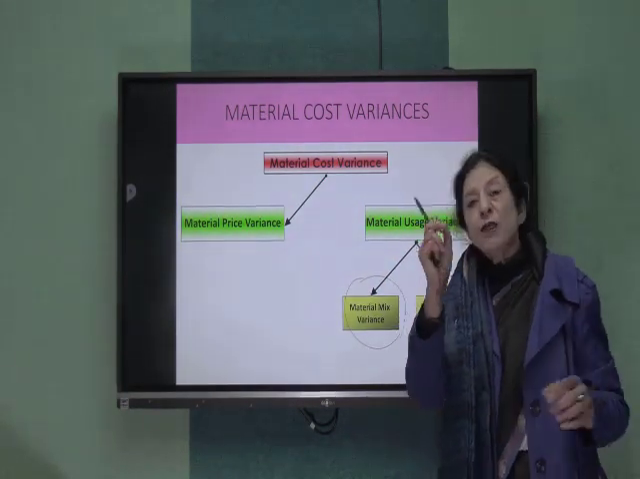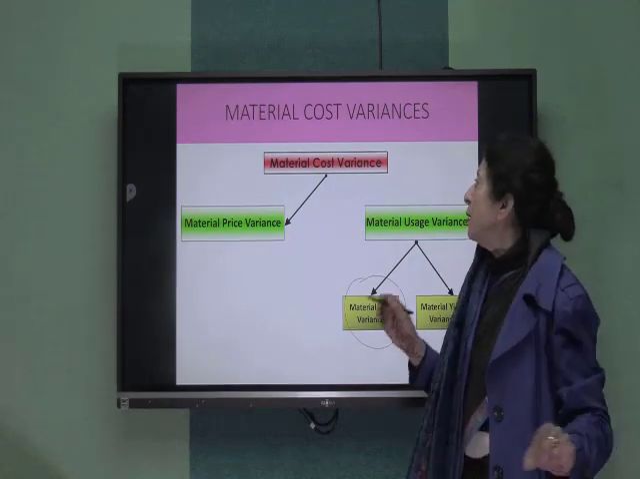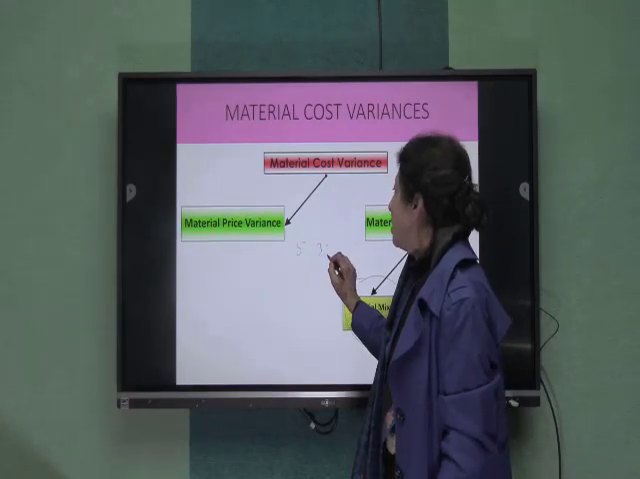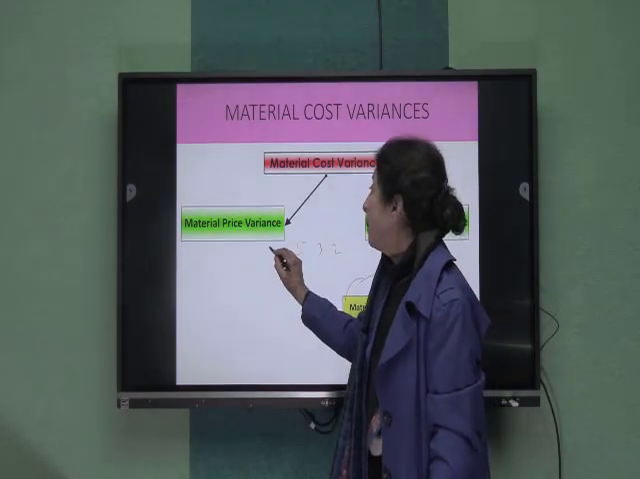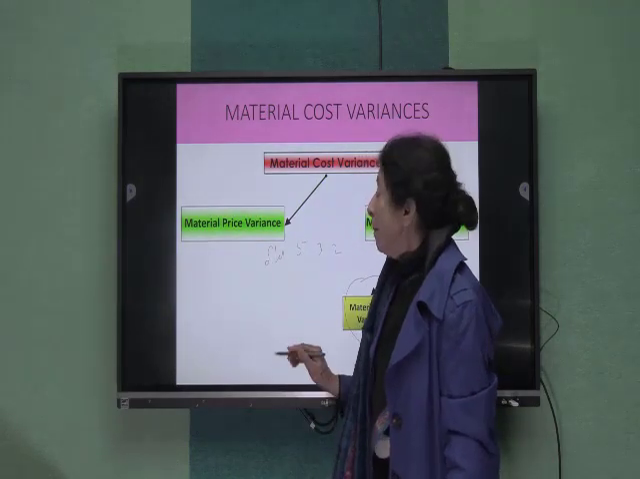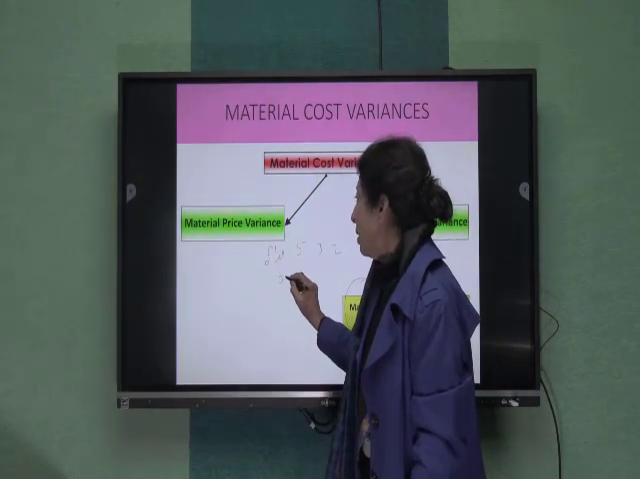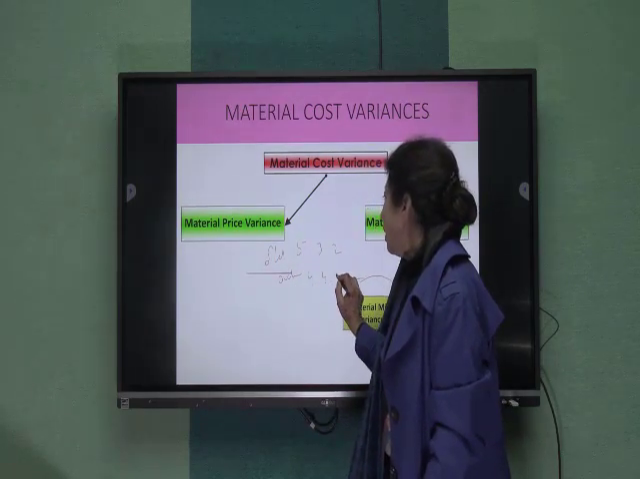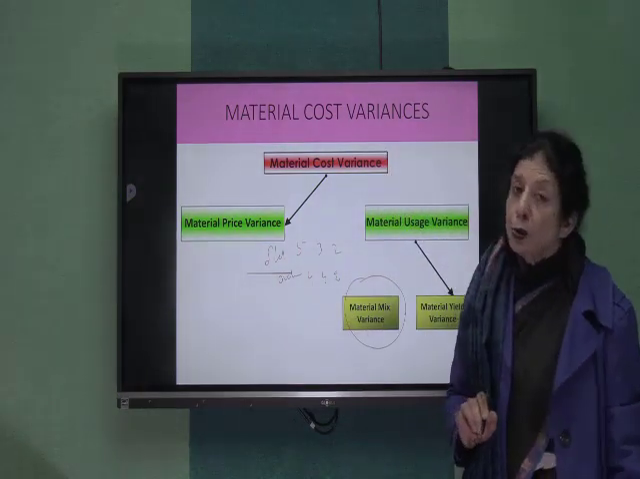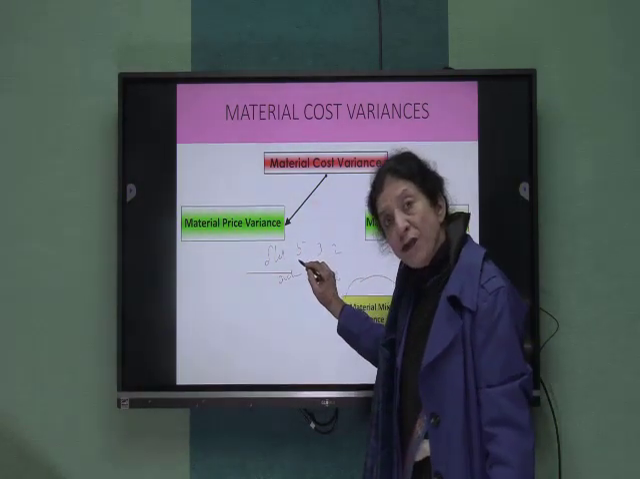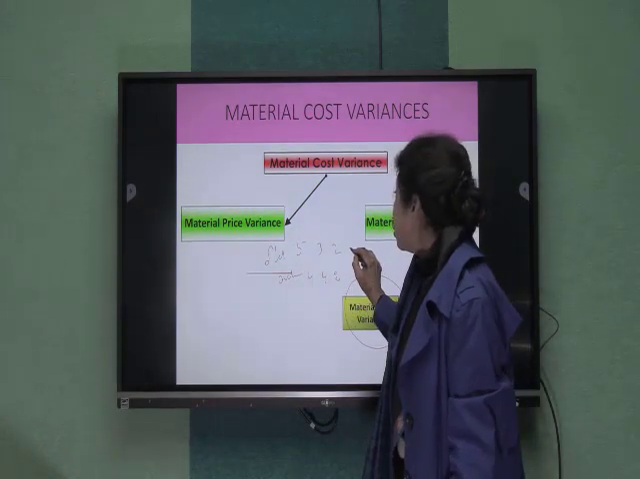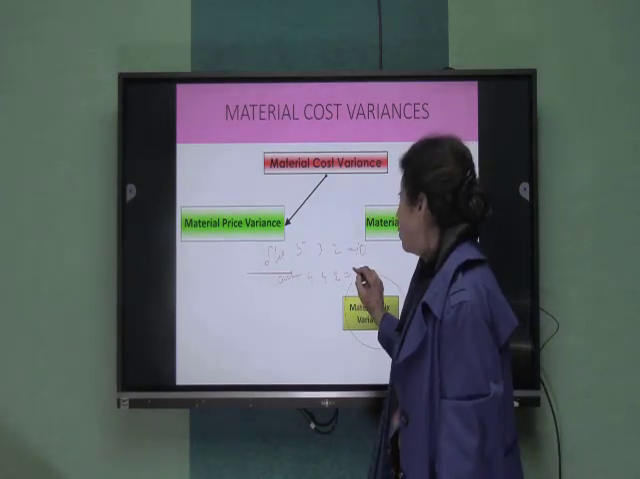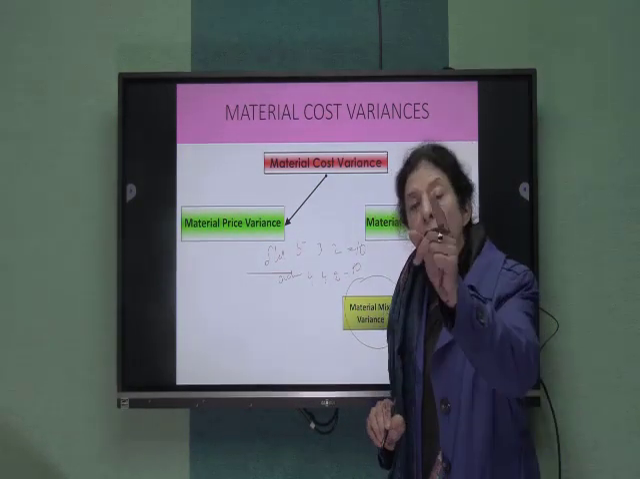That means the ratio which I should have used is 5:3:2. This is nothing but the standard. But it might be possible that the actual is 4:4:2. Now you tell me, here also I am using 5 units, 3 units, 2 units. That means in total I should have used 10 units for 1 unit of output. Here also I am using 10 units for 1 unit of output.